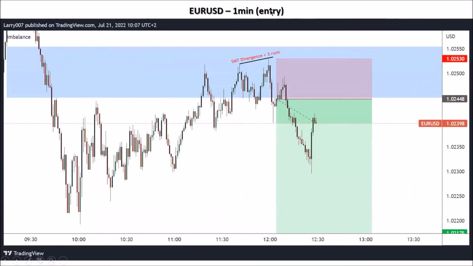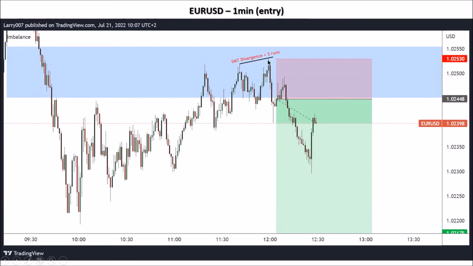So here we go in the 1 minute, pretty quick analysis. We have the 3 runs, okay, first run, second run, third run. And we have a divergence between the second and the third run. So in the 1 minute, I'm not sure, I did not take the DXY screenshot, but you can verify if you want. On July 20, 11:30 Paris time.